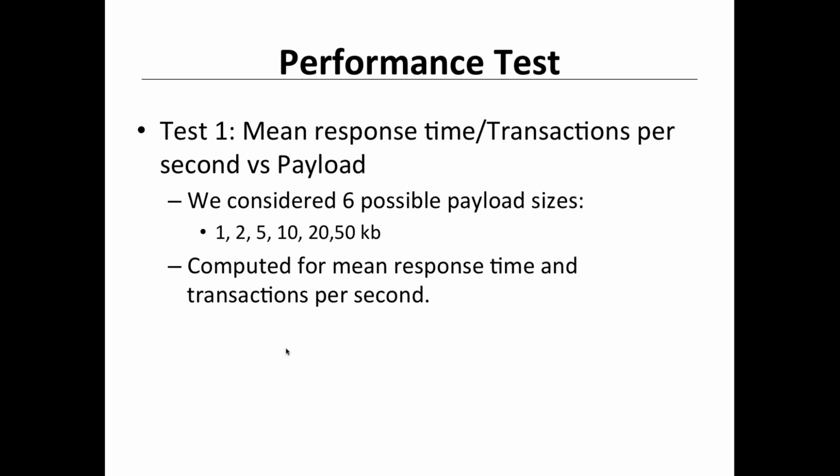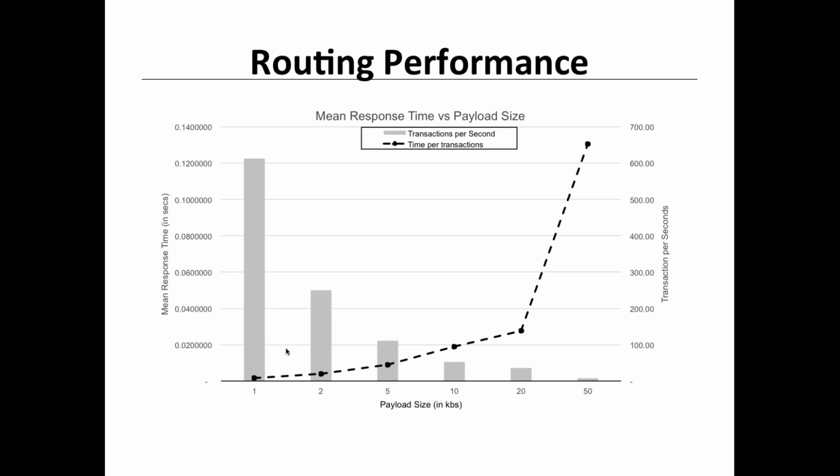So, what are the tests that we performed? The first experiment, a very basic one, computed the mean response time and the transactions per second as compared to the payload size. We had six possible payload sizes: 1 kilobyte, 2, 5, 10, 20, and 50 kilobyte files. We computed the mean response time and transactions per second for each file size. Of course, it's easy to predict the result of this experiment, but this is our result.